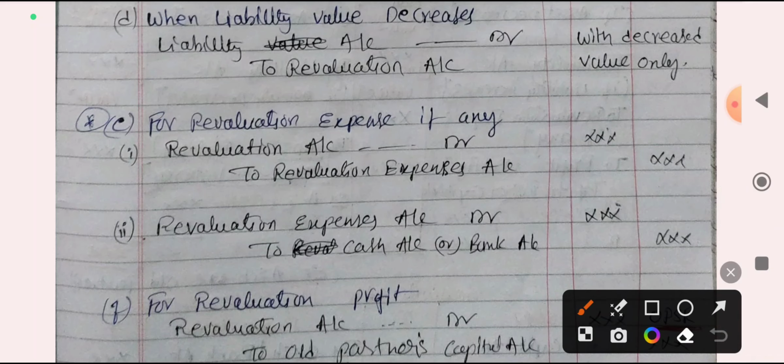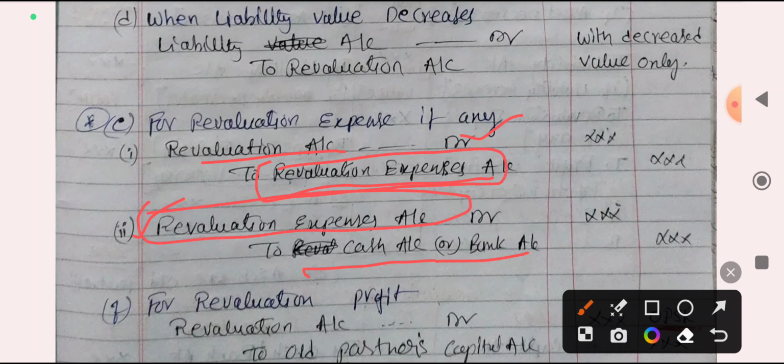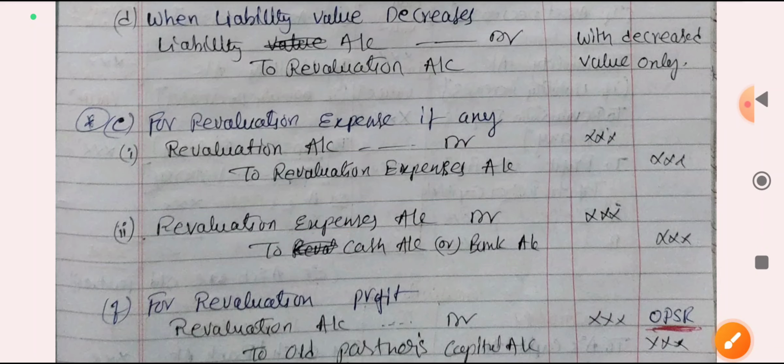For revaluation expenses, revaluation account debit to revaluation expenses account, revaluation expenses account debit to cash or bank account. Instead of these two entries, people will write one entry. यहाँ पे revaluation expenses credit हो रहा, यहाँ पे debit हो रहा. Instead of that they will write revaluation account debit to cash or bank. Like that also you can write, revaluation account to cash or bank. One entry they will write, no problem.